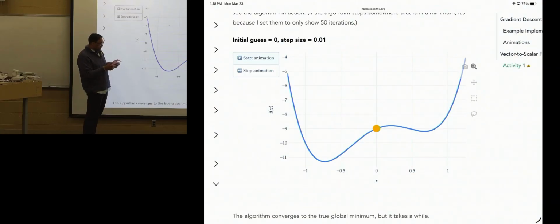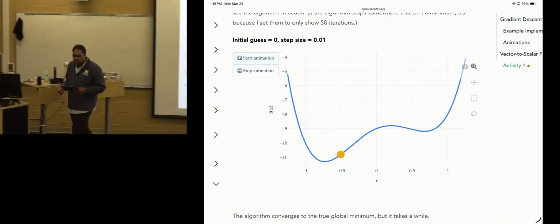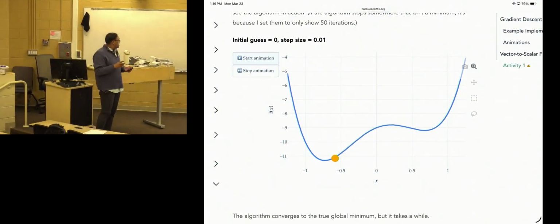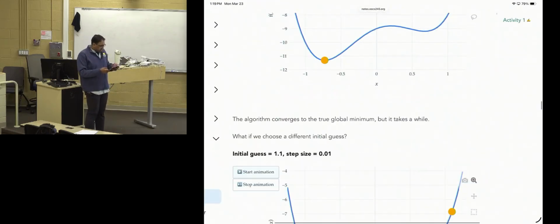Okay? And when I start, you can play around with this in the notes as well, what happens? And remember, the algorithm doesn't have eyes, so it doesn't get to see that it did this correctly. But what happens? It finds the minimum, right? It finds the minimizer. It inches along there, but it gets there.